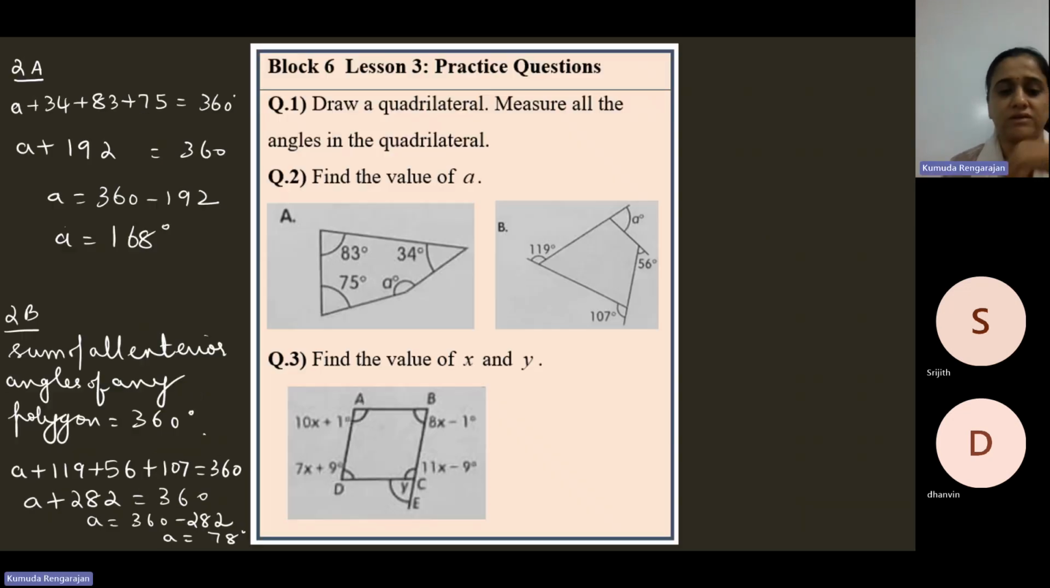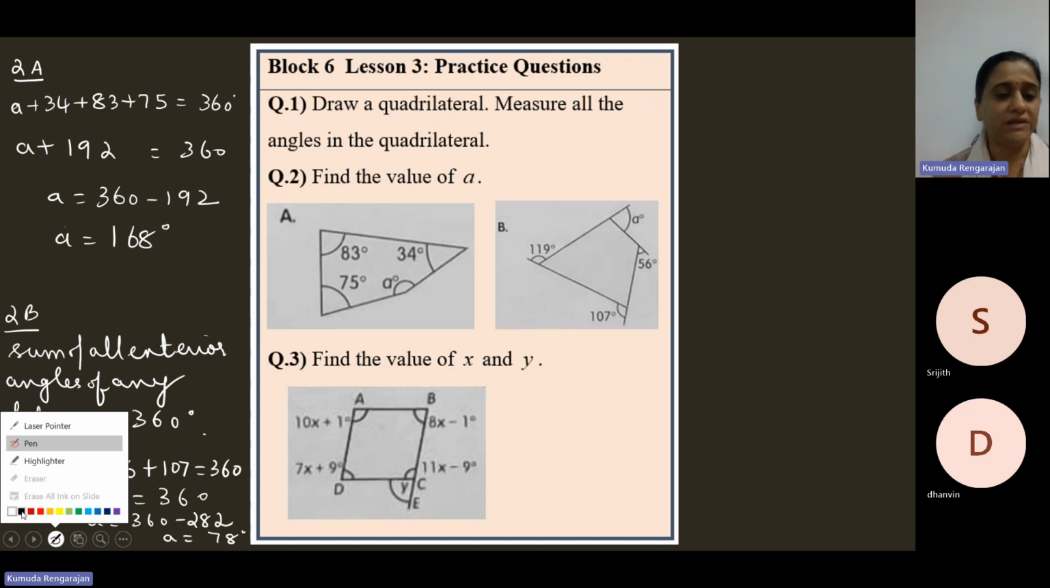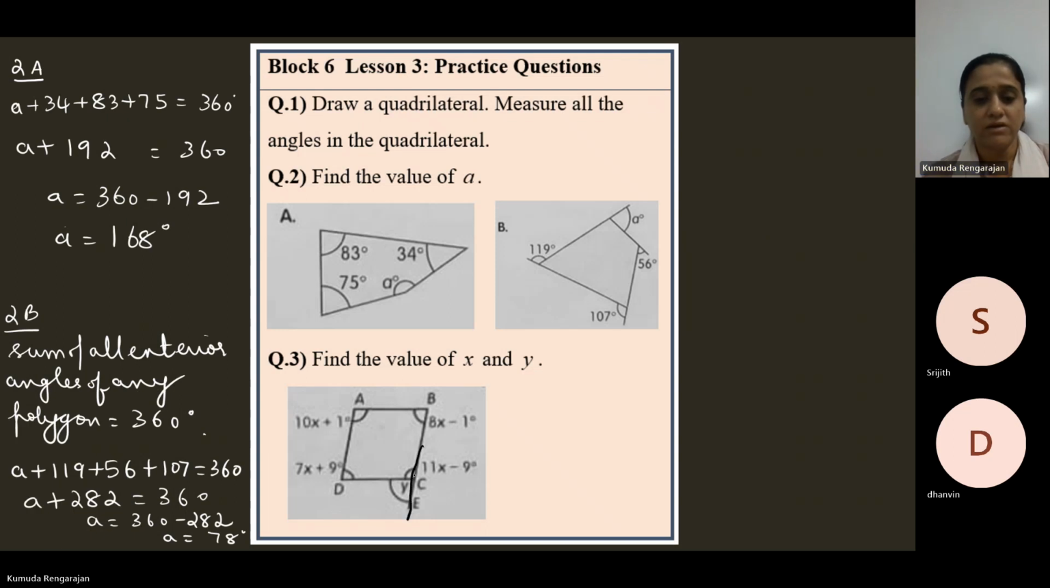You can see in the figure here. These two angles form a linear pair. This is the interior angle, this is the exterior angle. The sum of the interior angle and the exterior angle is equal to 180 degrees because they form a linear pair.